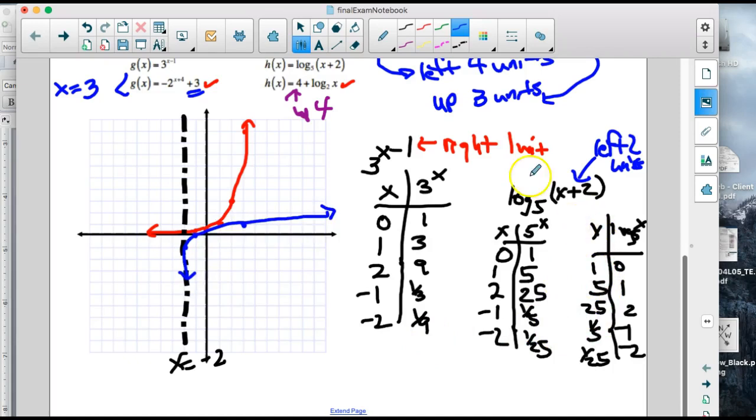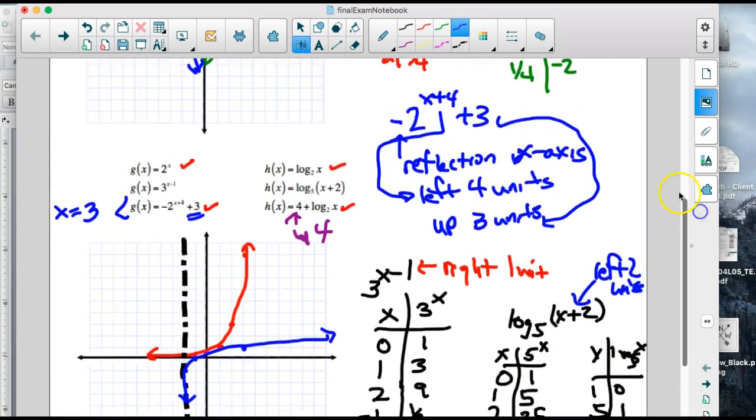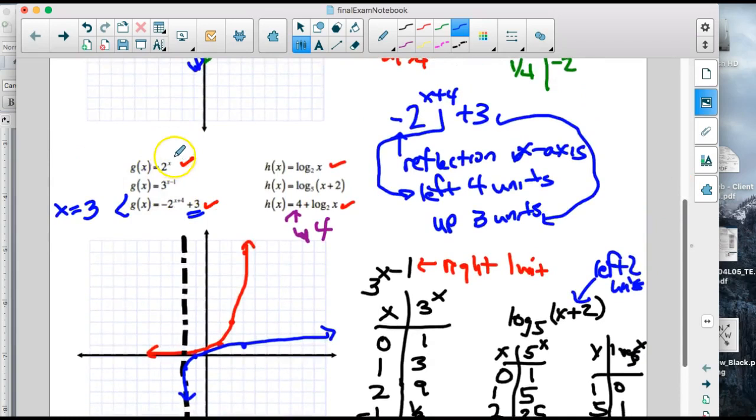But having these ordered pairs from 5 to the x and then working on from there is what we want to do. Each time you do something by hand, I always start with the exponential function. Okay, so that's how you do problem number 1.